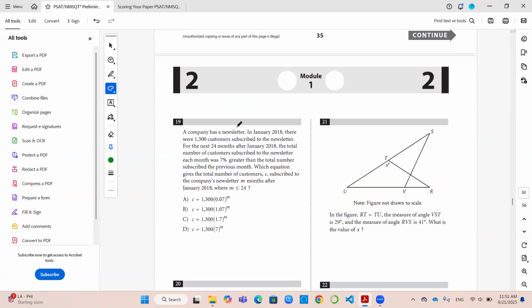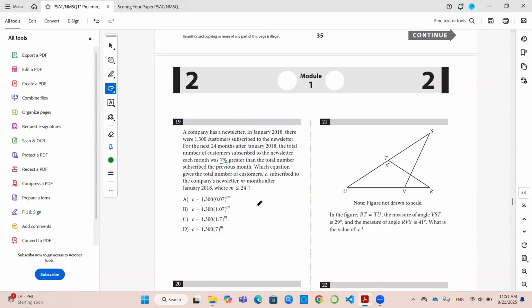A company has a newsletter. In January 2018, there were 1,300 customers subscribed to the newsletter. For the next 24 months after January, the total number of customers subscribed each month was 7% greater than the total number subscribed the previous month. Which equation gives the total number of customers C subscribed to the company's newsletter M months after January 2018, where M is less than or equal to 24?